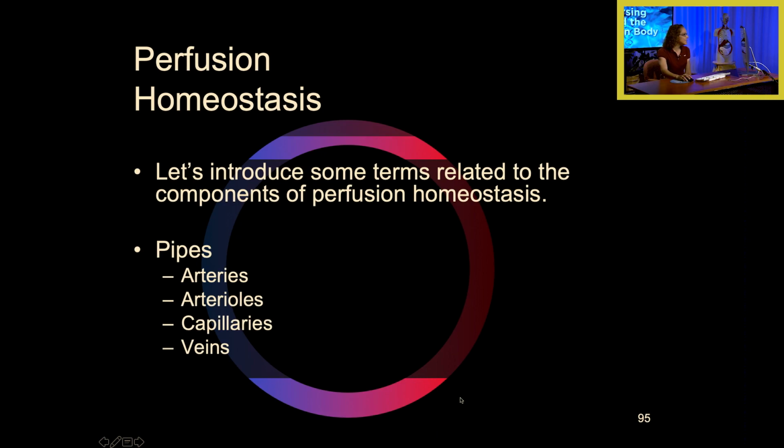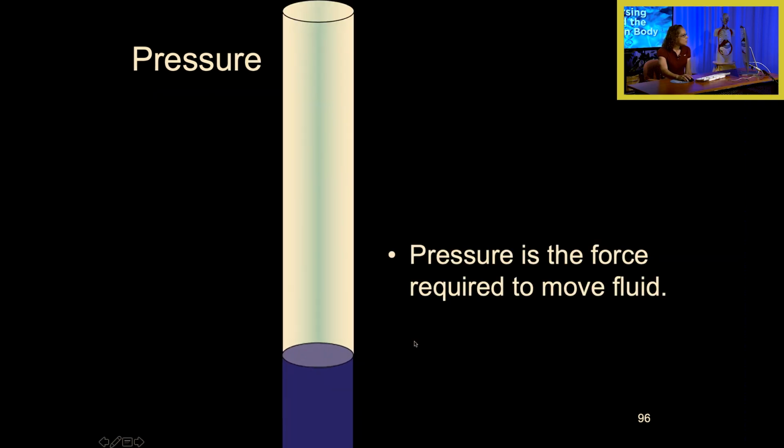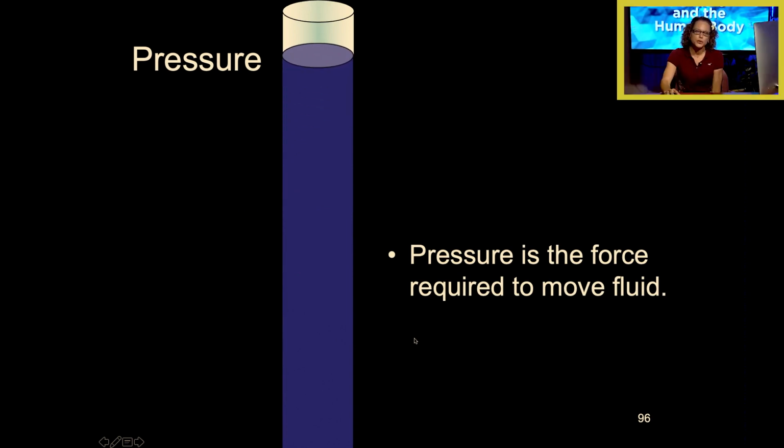Let's introduce some terms related to the components of perfusion homeostasis. We'll talk a little bit about the pipes: the arteries, the arterioles, the capillaries, and the veins. Really what I want to start to introduce you to here is pressure. And we have pressure that's inside of our arteries. When you turn on a garden hose, the pressure is released and the water flows out from the end of the hose. The more wide open you turn on the faucet, the stronger the flow of water. And the pressure inside the hose won't really increase unless the flow of the water meets some resistance, like when you kink the hose. But pressure is the force required to move fluid.